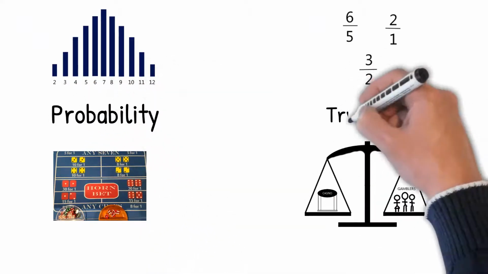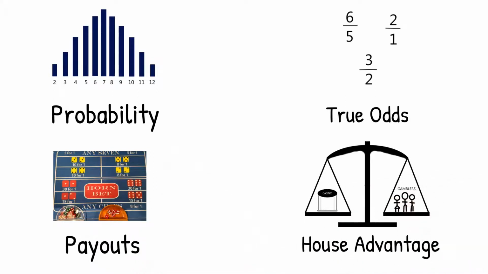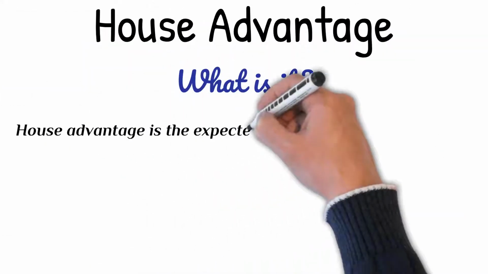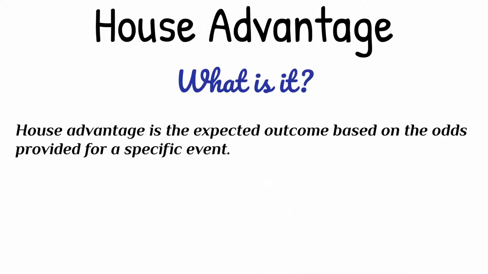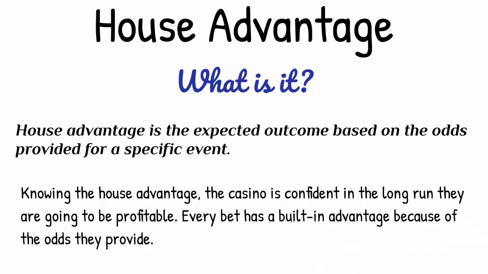Let's talk about probability, true odds, payouts, and the house advantage. House advantage. What is it? House advantage is the expected outcome based on the odds provided for a specific event. Knowing the house advantage, the casino is confident in the long run they are going to be profitable. Every bet has a built-in advantage because of the odds they provide.